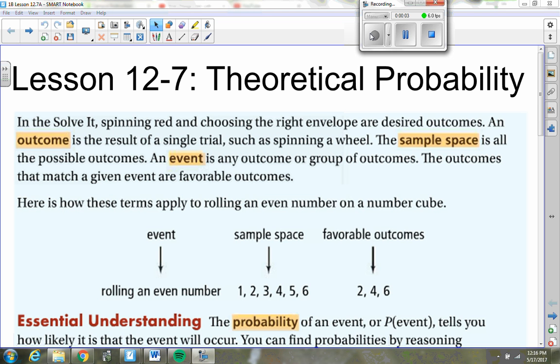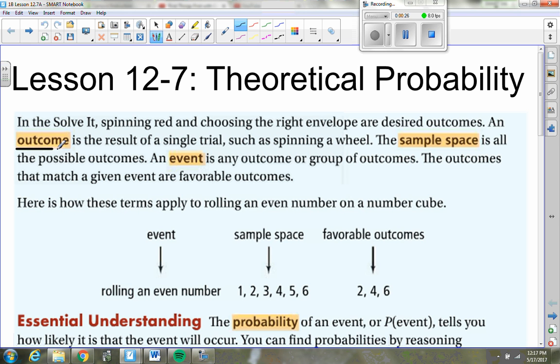Right, Algebra 1B students. Welcome to part 1 of your video on lesson 12.7. Let's shift gears a little bit today and begin talking about probabilities, theoretical probabilities in this case. Now, in order to talk about probabilities, we have to get some basic vocabulary understood, okay?